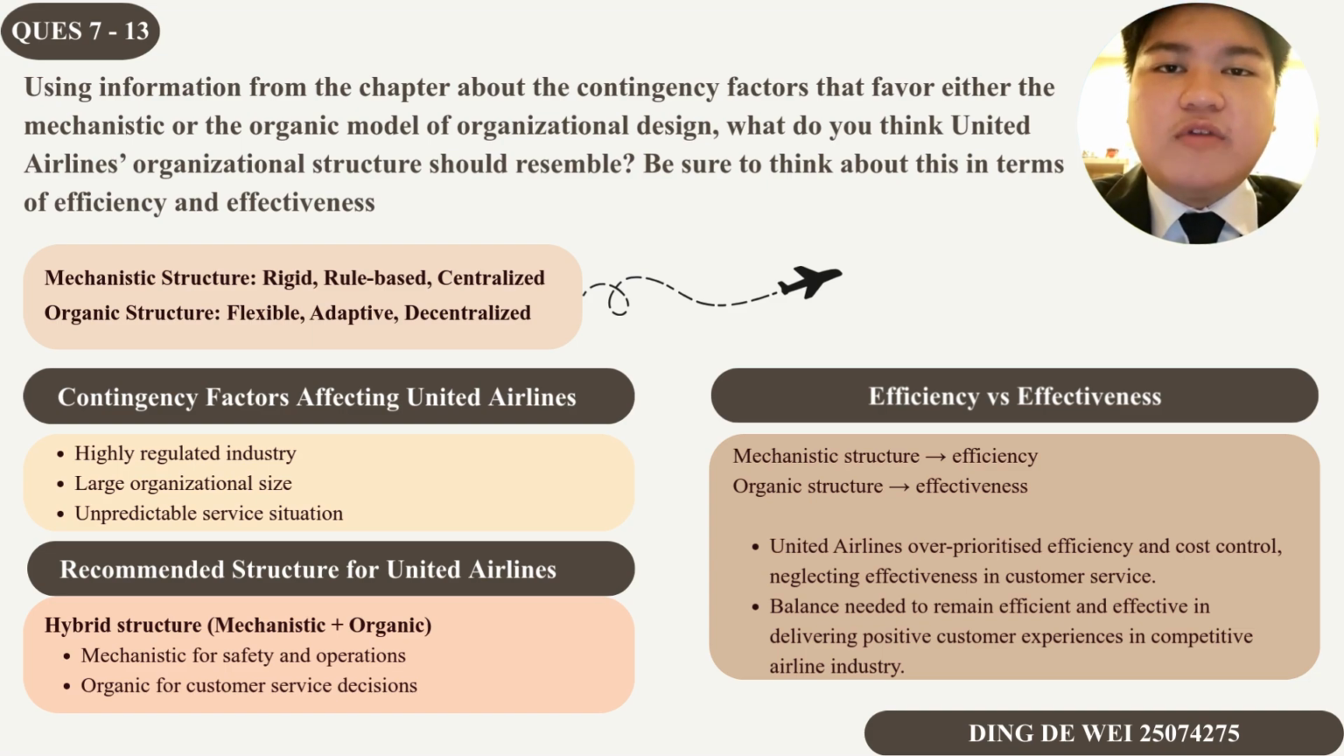Core operational areas such as flight safety, maintenance, and regulatory compliance should remain mechanistic to ensure efficiency and consistency. However, customer service and frontline roles should be more organic, allowing employees discretion to resolve issues without rigidly applying rules. Empowering employees to use judgment would reduce conflicts, improve service recovery, and prevent reputational damage. United Airlines' problems arose because it over-prioritized efficiency and cost control while neglecting effectiveness in customer service. While mechanistic structures reduce costs and ensure consistency, they can undermine customer satisfaction.